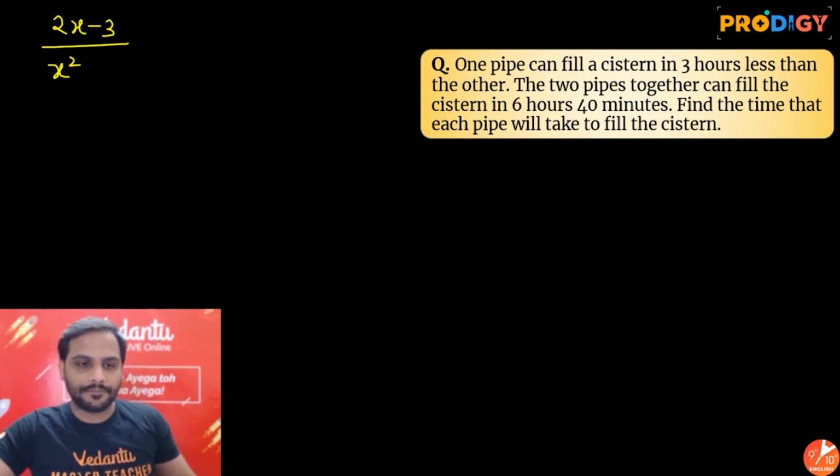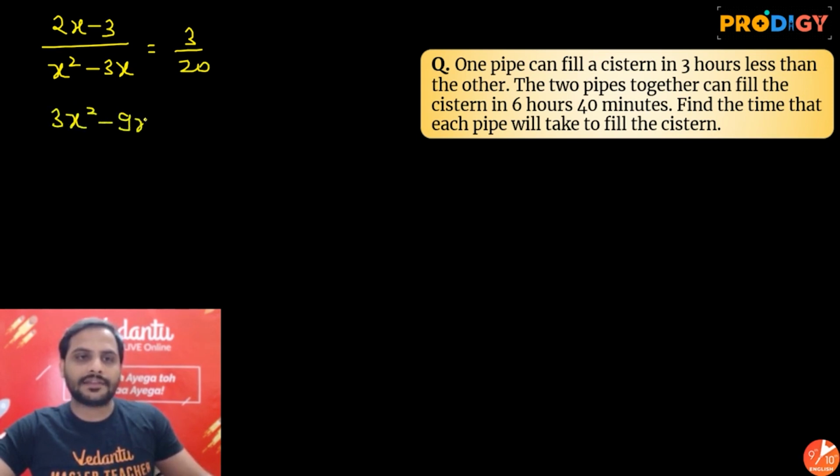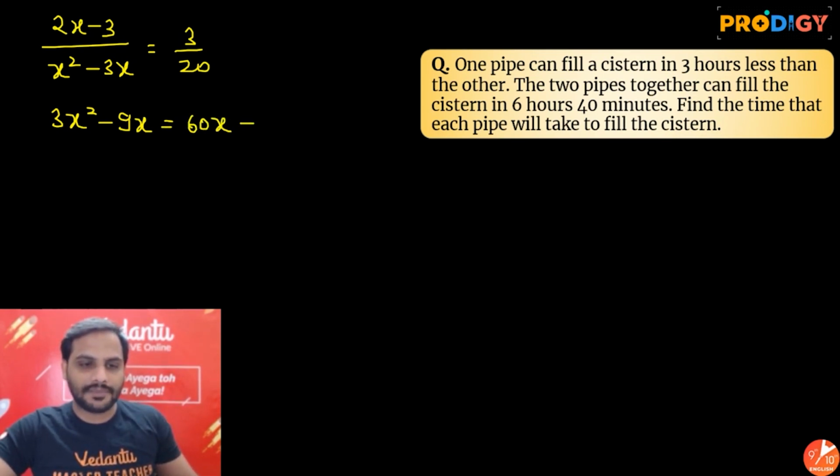x square minus 3x is equal to 3 by 20. Cross multiply, we will be getting 3x square minus 9x is equal to 20 into 3 is 60x minus 20. Sorry, 20 into 3 is 40x. 40. Simple mistake I am making here.